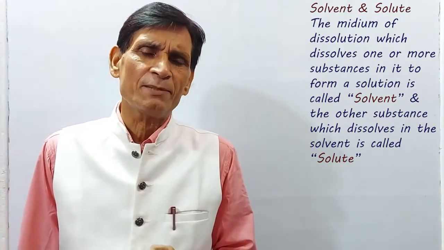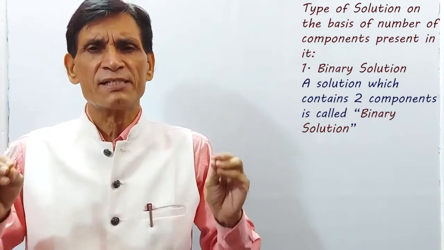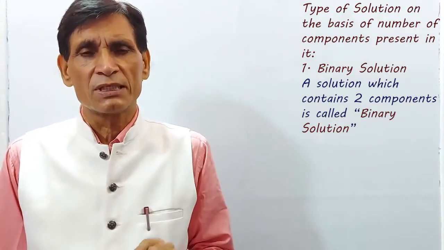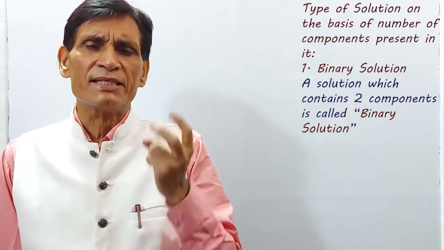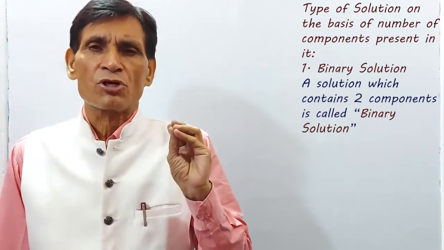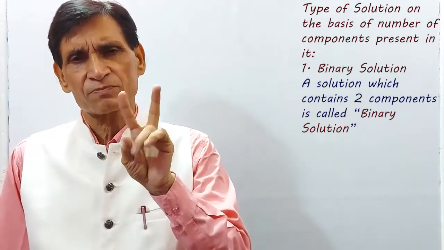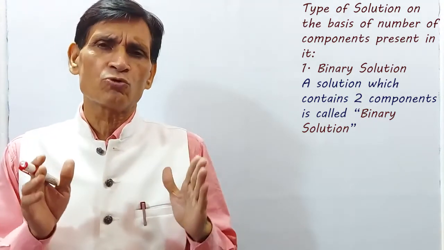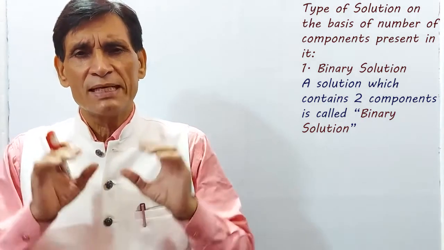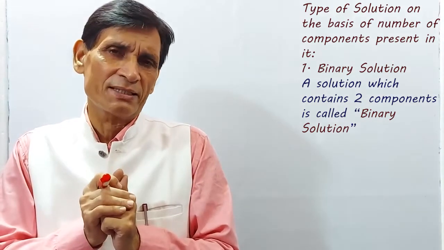Next point, types of solution on the basis of the number of components present in it. First, binary solution. A solution which contains two components is called a binary solution, like salt and water. Salt is there, water is there, two components. This is why it is called a binary solution. Sugar and water, binary solution. Alcohol and water mixture forms a binary solution, like that.